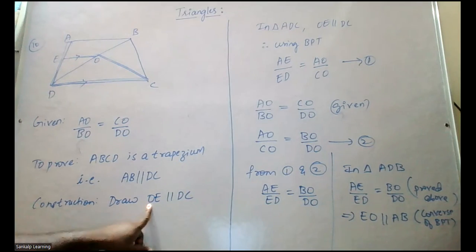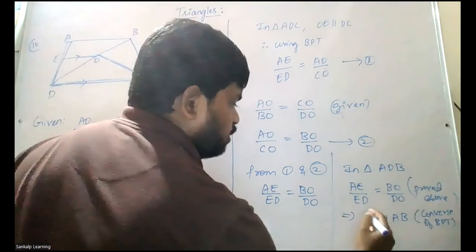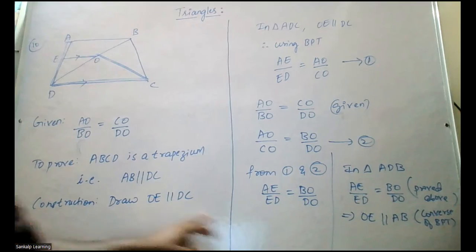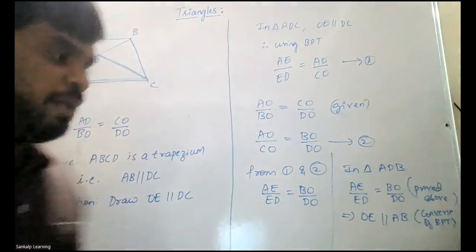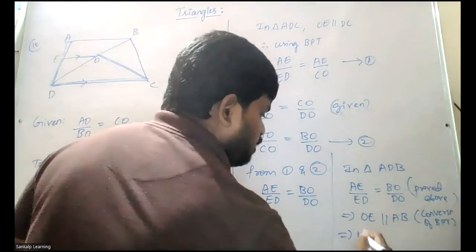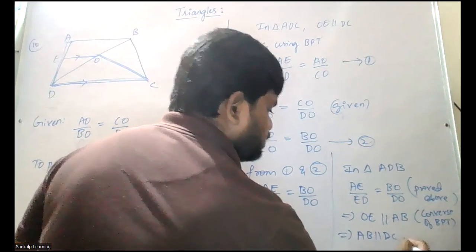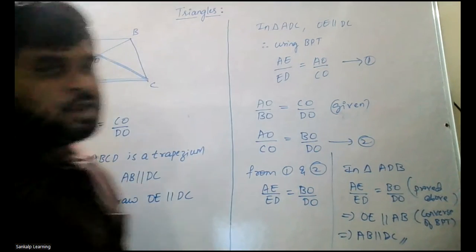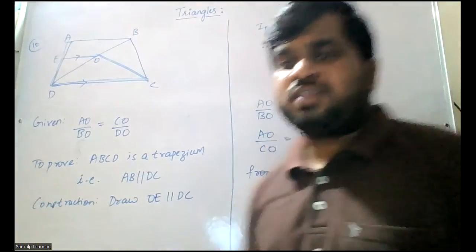Already OE was parallel to DC. Now OE is also parallel to AB. It implies AB is parallel to DC. If AB is parallel to DC, what type of figure is it? It is a trapezium. So it's a very, very simple thing.